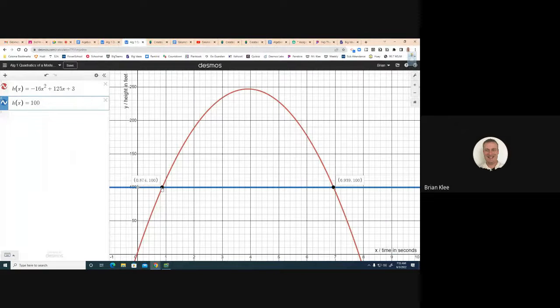And again, the times are from 0.874, so 87 hundredths of a second, to 6.946, so 94 hundredths of a second. The flight of the rocket would be above 100 feet. And if you're asked for the max height, it's right there, 247.14 feet at a time of about 3.913, so 91 hundredths of a second.